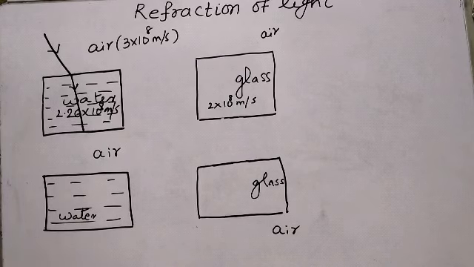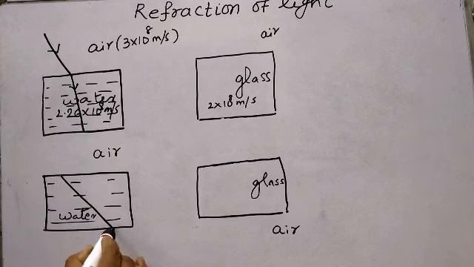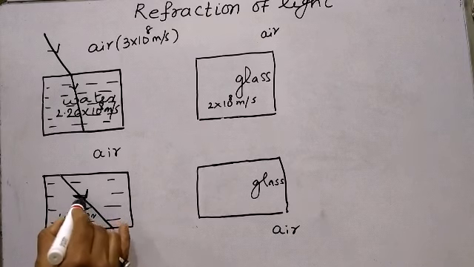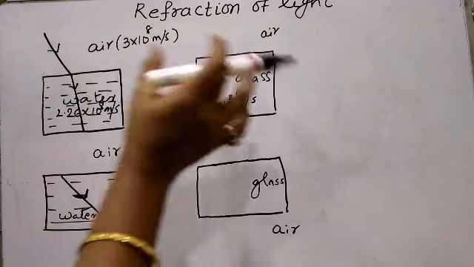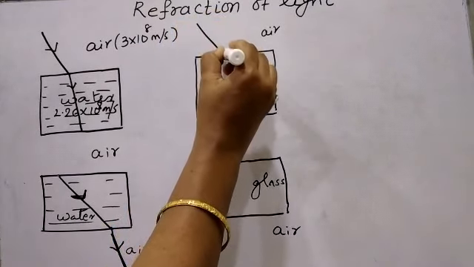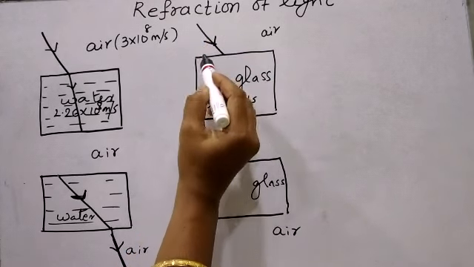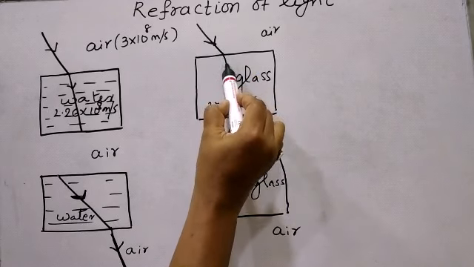Now consider the reverse case. The ray of light travels obliquely from water. This is the direction in which the ray of light is traveling. Now as soon as it reaches the water-air interface, we find that the ray of light bends. Similarly, let us take another case. In this case, we are considering two mediums, air and glass. The ray of light travels obliquely from air, and when it hits the air-glass interface, we find that the ray of light bends.